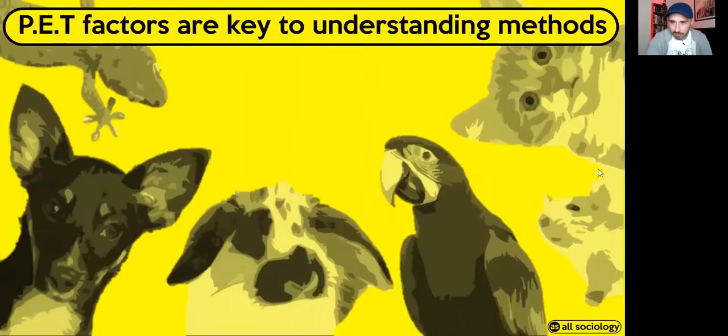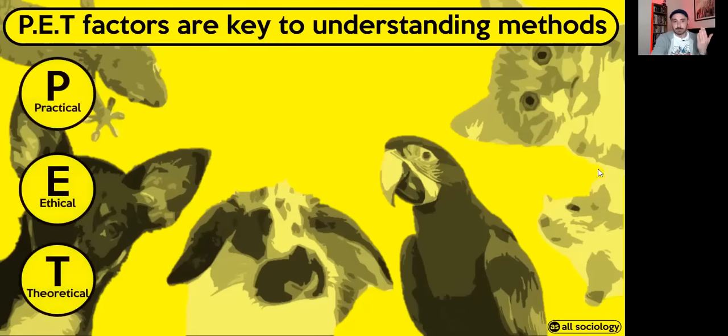Now, I've got another nice picture here of some beautiful animals, and these are all animals that could be pets. And pets, or pet, is a key acronym to remember when we do research methods, because PET stands for practical, ethical, and theoretical. And there are a whole bunch of factors that are associated with different types of methods that basically can be split along these 3 lines.